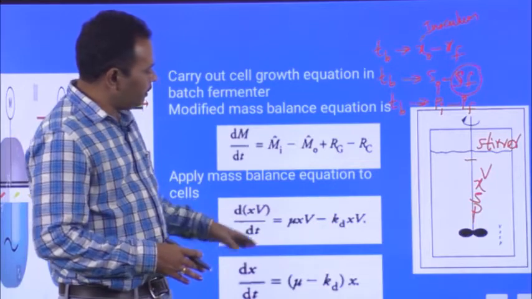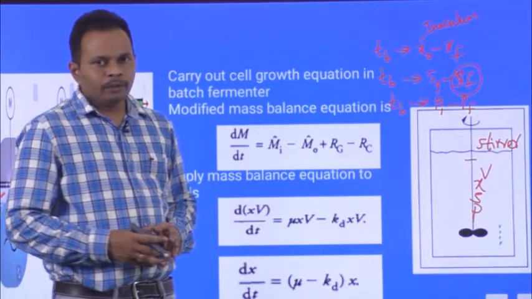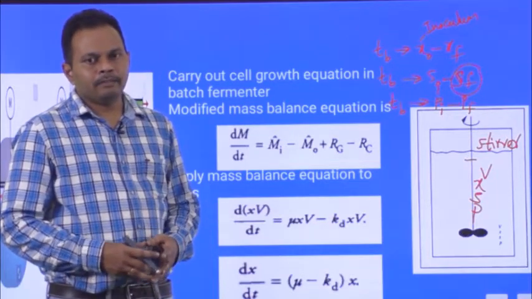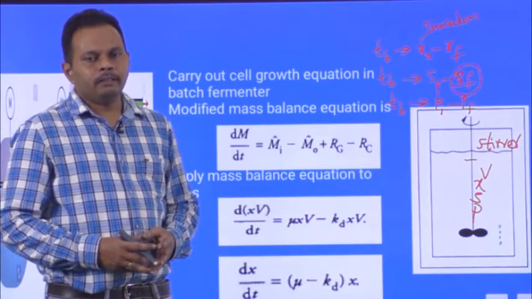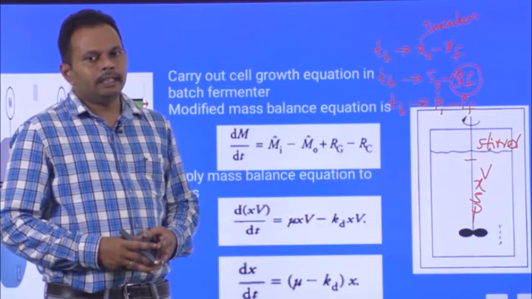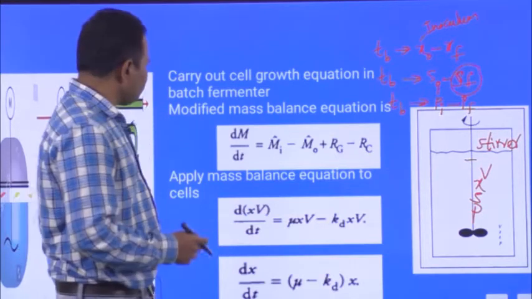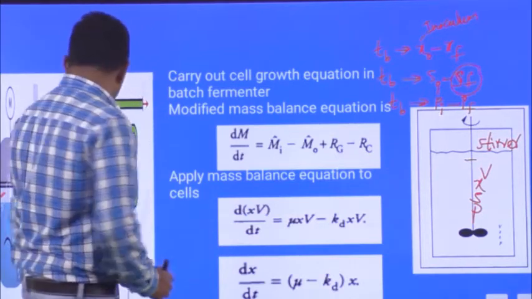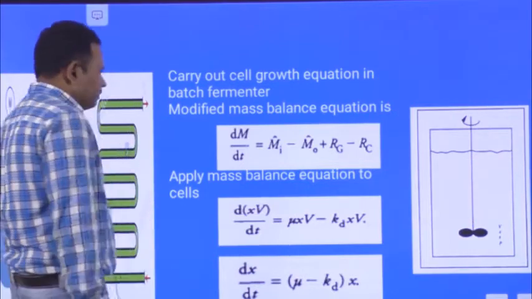But in this batch fermenter, I am going to do the mass balance only for the cells to find out the batch time required to increase the cell concentration from inoculum to the final value. And also here, I modified the earlier mass balance equation.